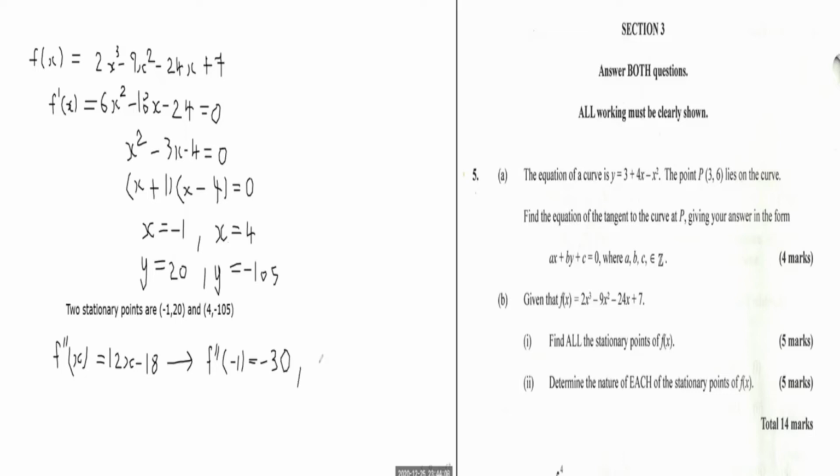All right. And then now f double prime of minus 1, so -30, as we can see right here, is less than 0. And so that's the maximum point. When it is less than 0, this is the maximum point. And so we can conclude that -120 is a maximum point.